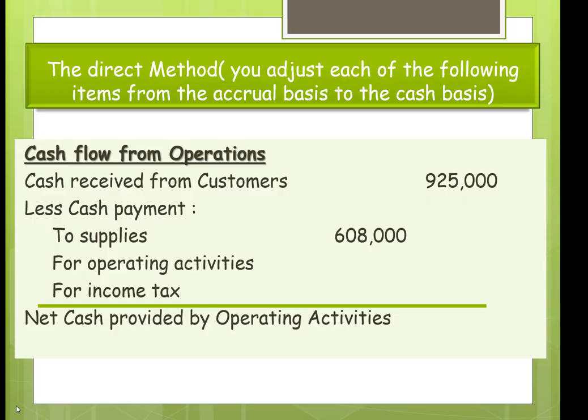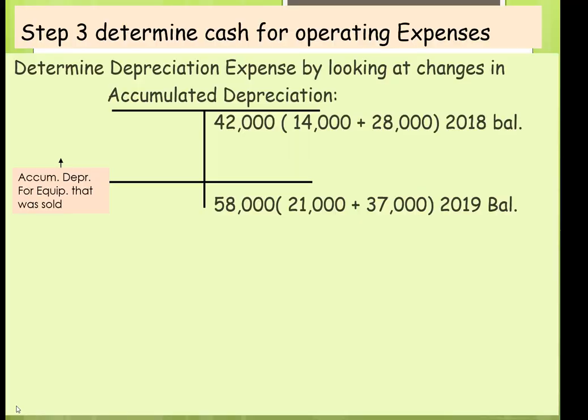Okay, so now we've got cash to suppliers. Now we're going to look at operating activities. We have accumulated depreciation. What we need to do is look at the change. So what I did is added both the building and the equipment together for one account, and that tells me my beginning balance was 42. I know that I had 58,000 as the ending balance. Again, I added them together.